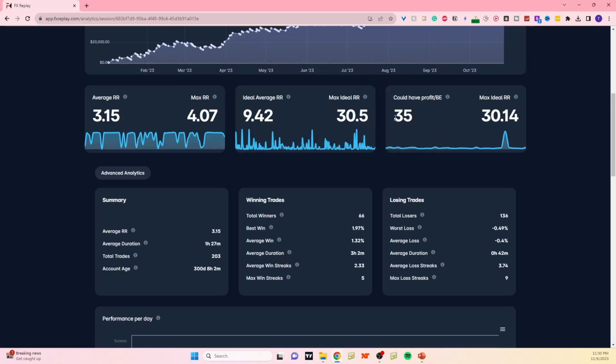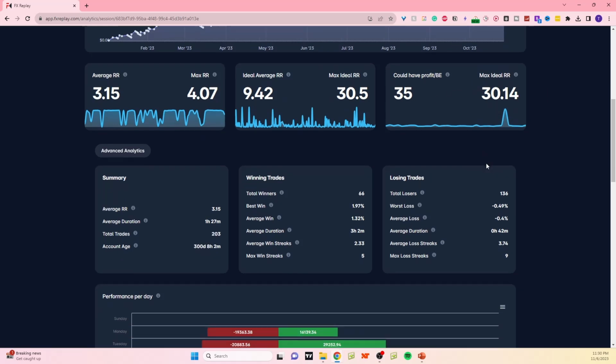I might be also, considering 35 trades could have broke even, I will be adjusting how I take profit because a lot of the times I wasn't taking partials or anything at different liquidity levels.